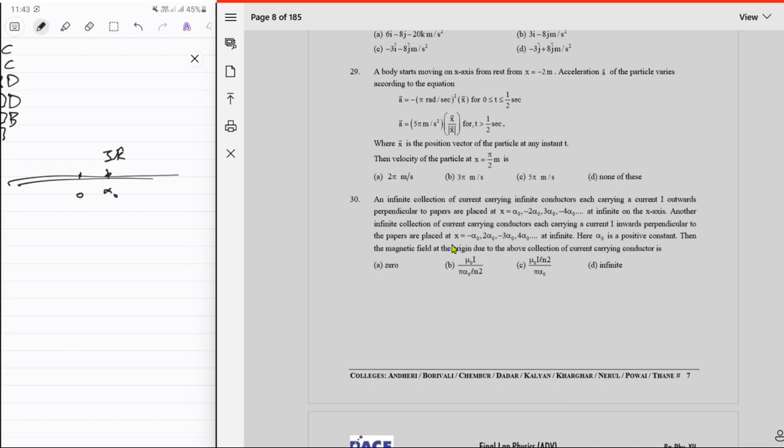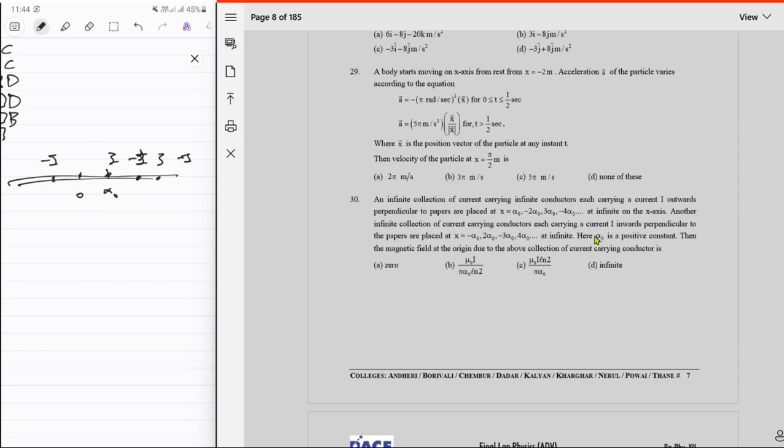Okay, inverse. So here it's just negative alpha, right? So here the things are just the opposite. Understood? Okay. Then the magnetic field at the origin due to the above collection of current carrying conductors is... understood. So at 2 alpha, like here it was plus, here it will be negative. Next, then at 3 alpha it will be plus, then the next will be negative, right? And so on. And then what is coming at negative alpha?